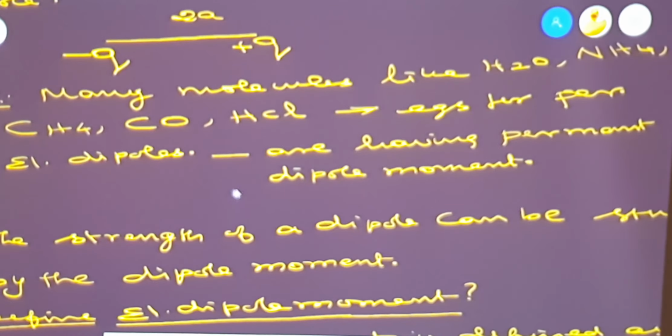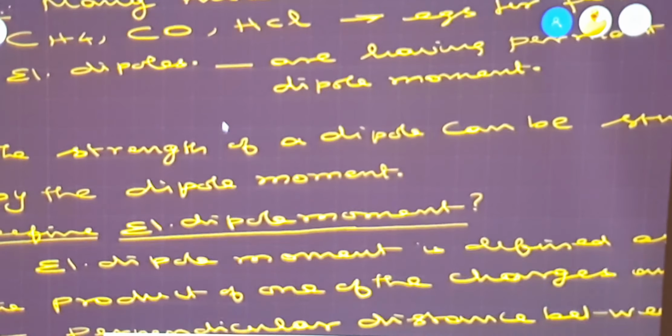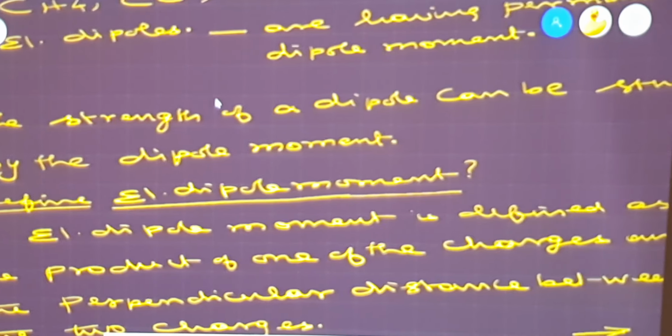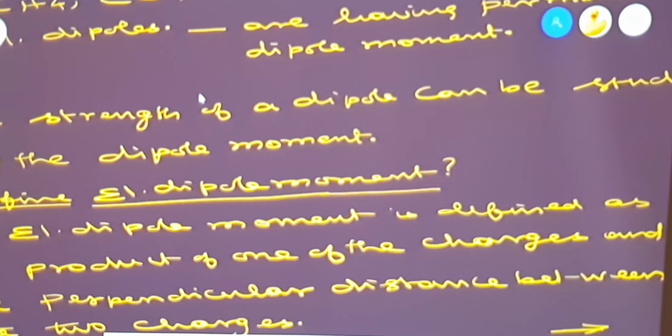There are many examples, like molecules such as water, ammonia, methane, carbon monoxide, and hydrochloric acid, which are some of the examples of permanent electrical dipoles, and these permanent electrical dipoles have permanent dipole moments. Then the strength of the electrical dipole can be measured with the help of the dipole moment.